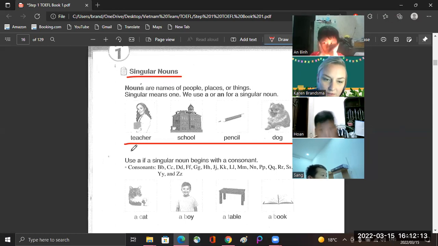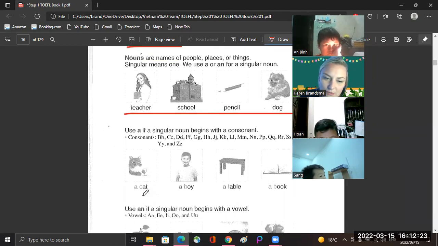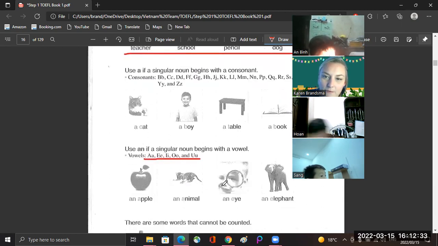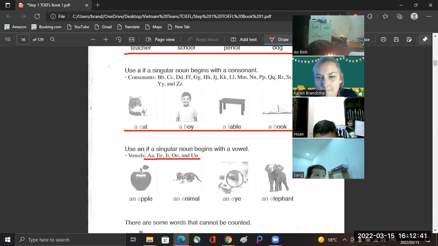Okay, very good. We use a for a singular noun that begins with a consonant. Consonants are all these letters. We use an for a singular noun that begins with a vowel. So A, E, I, O, U are vowels. Okay, Hoan, can you read the singular nouns with a consonant? A cat, a barrel, a boy.